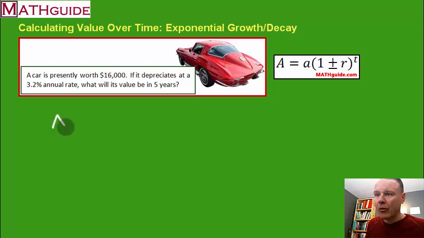So I want to figure out what is the final amount, what's the final value of this car. That's big A. Our little a is 16,000. I don't put commas in when I do math. Too confusing. And of course, I'm talking about depreciate. That means we're subtracting value over time. All right, so our rate is 3.2%.